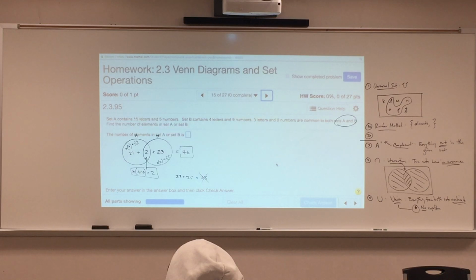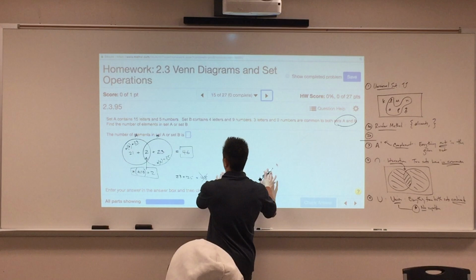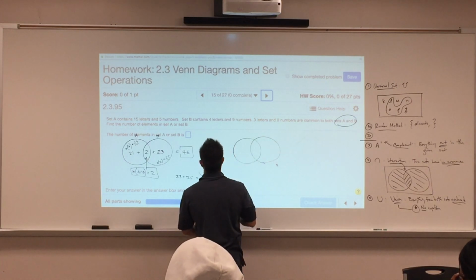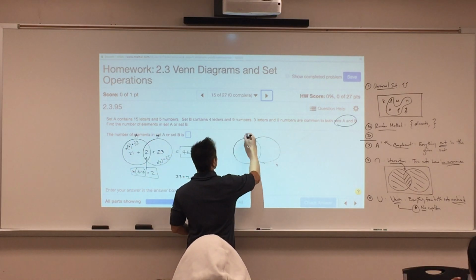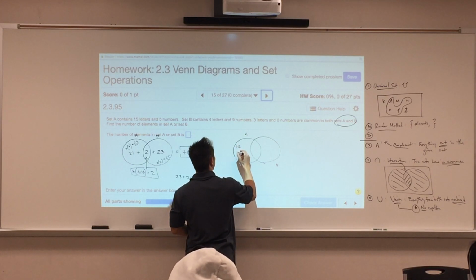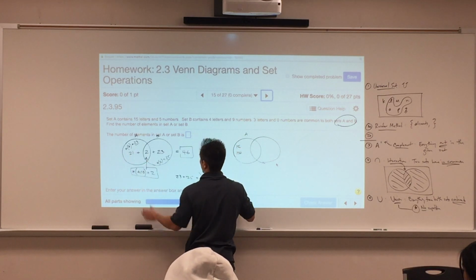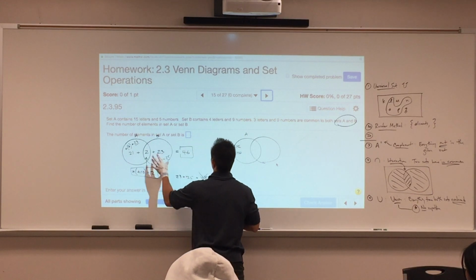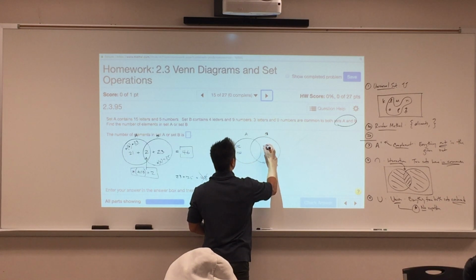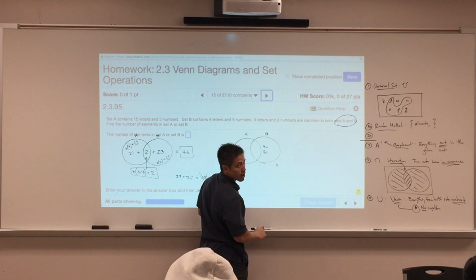I guess I'll do 15. So I'm going to do 15 over here, just to leave that example up so you can see the slight difference between the two. All right, set A contains 15 letters and 15 numbers. Now I'm not going to use the cardinal number stuff anymore because I just wanted to throw that out there for that set. Set B contains 4 letters and 9 numbers. It doesn't matter what they are.